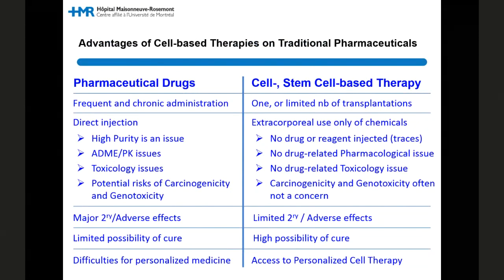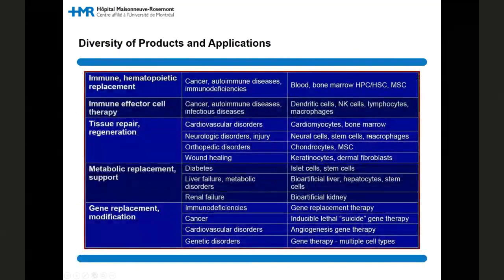Therefore, many times it's not even possible to do pharmacokinetic studies. There are fewer toxicology issues, although you still have to do a toxicology study. There's a risk for carcinogenicity and genotoxicity, but usually because of the low doses, this is much less of a concern. And then you're limiting the adverse effects associated with all the components that are used to expose the cells. And most importantly of all, there's a high probability of cure, and that's why we're all working on developing cell therapy products.